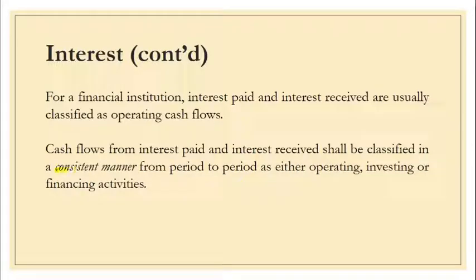So meaning, the company has the discretion on how or where to classify its interest. They can choose whether operating, investing, or financing. However, it should still be consistent. It should not be that in the current period you recognize it as operating, but in the next period you classify it as investing, then the following as financing. Diba, the consistency is lost. So if you classify it as part of your operating, of course in the next period it will still be under operating and so on and so forth.